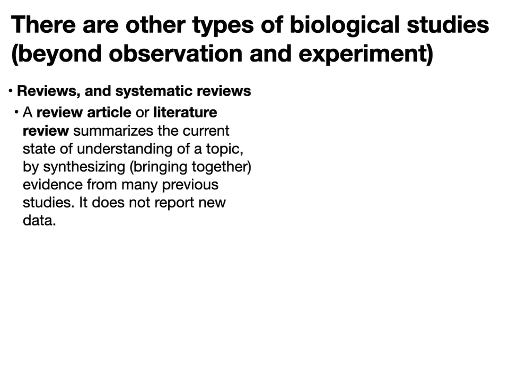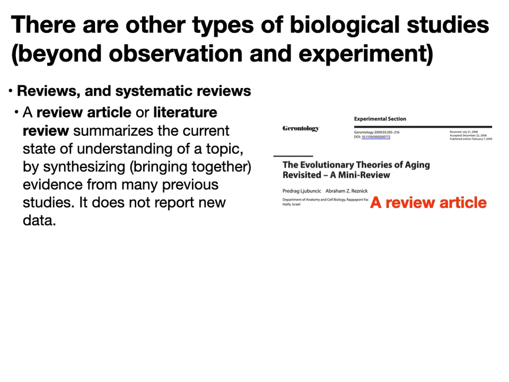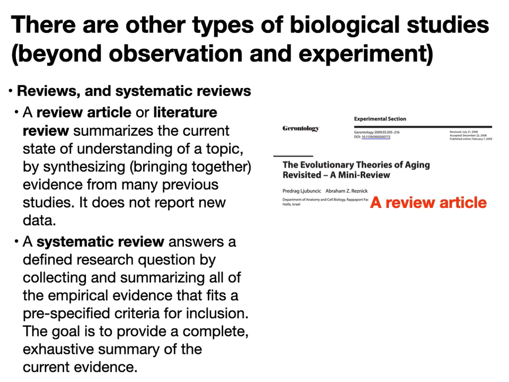A review article or a literature review is an article that summarizes the current state of our understanding of a topic, and it brings together lots of evidence from many previous studies. It does not report on new data. And here's just a screenshot of an example of a review article. This one is on theories for why people age.